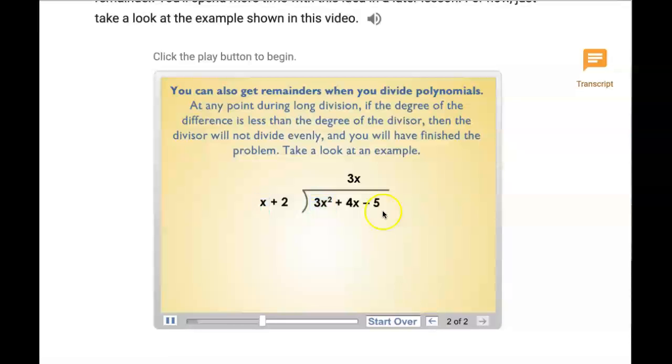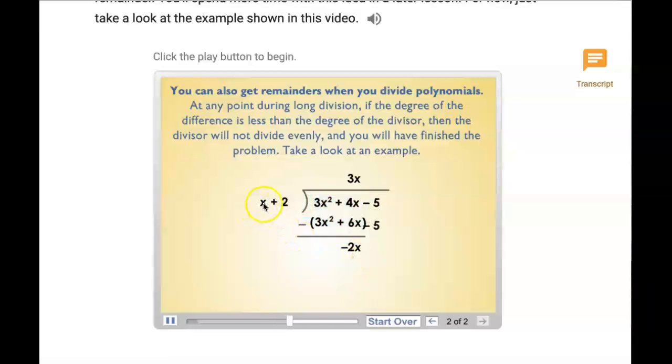Okay, so you look at the first one here. We've got 3x squared, right? And x will go into 3x squared 3x times. Then you multiply 3x by that quantity, and then you subtract everything and get negative 2x.